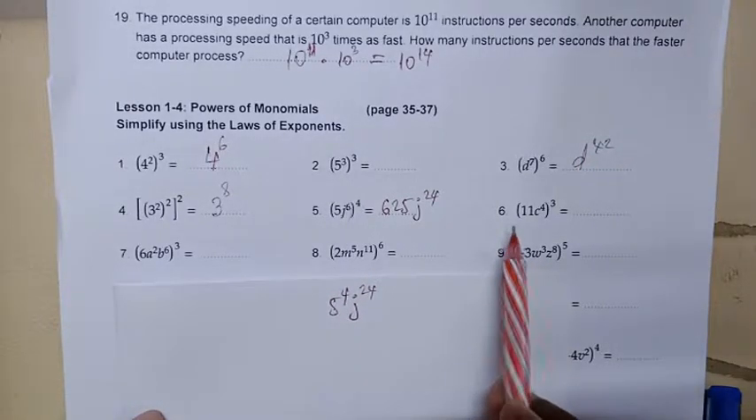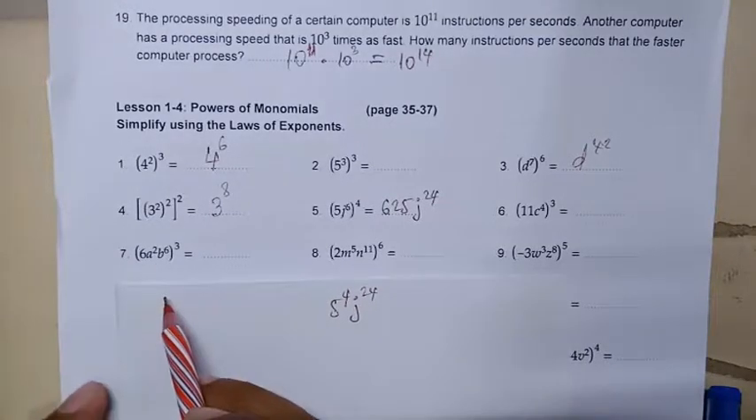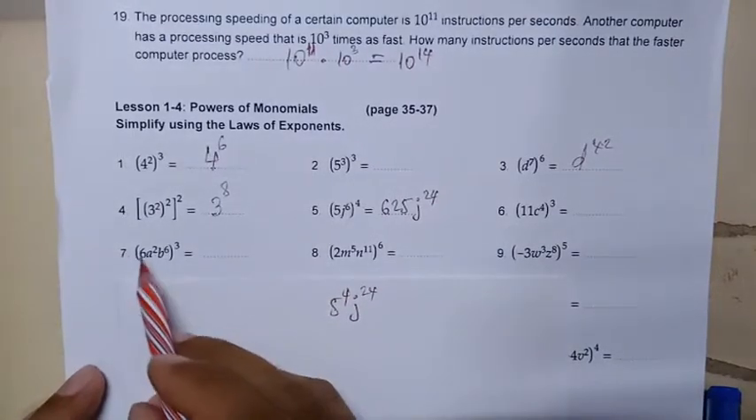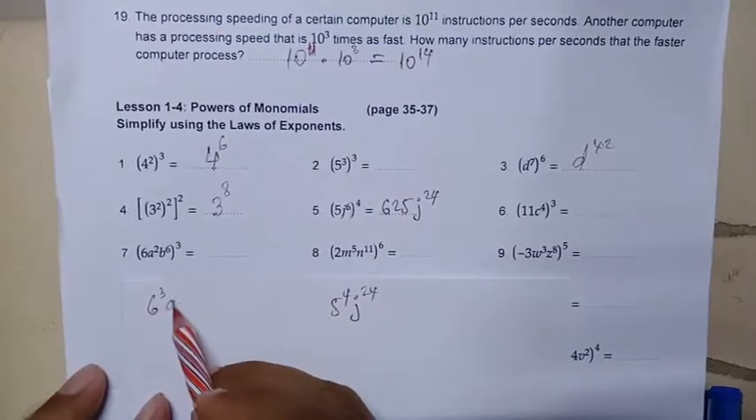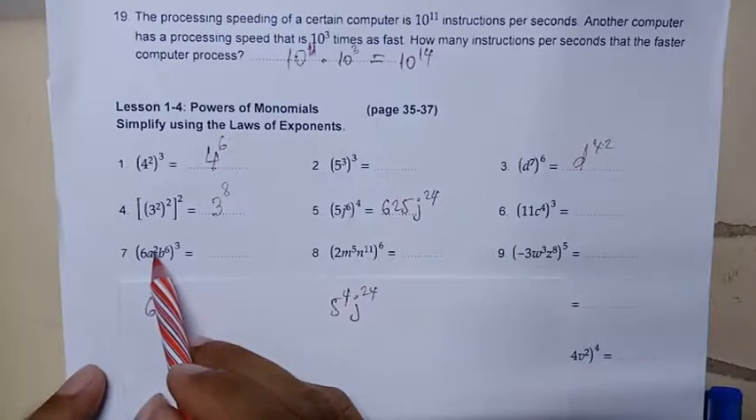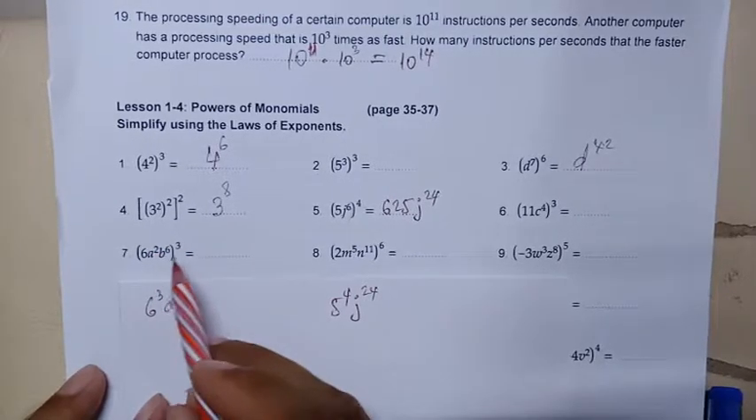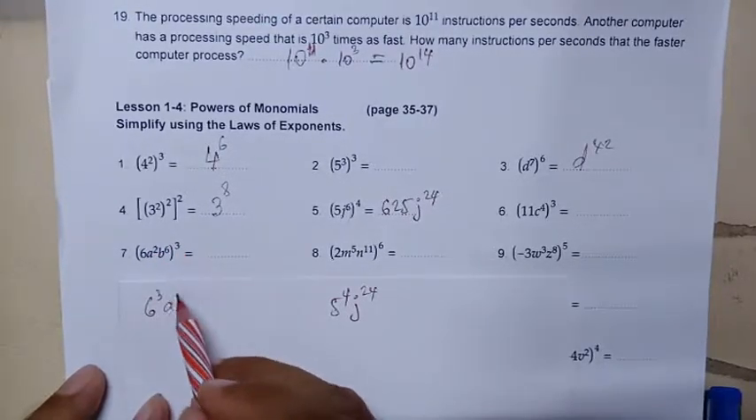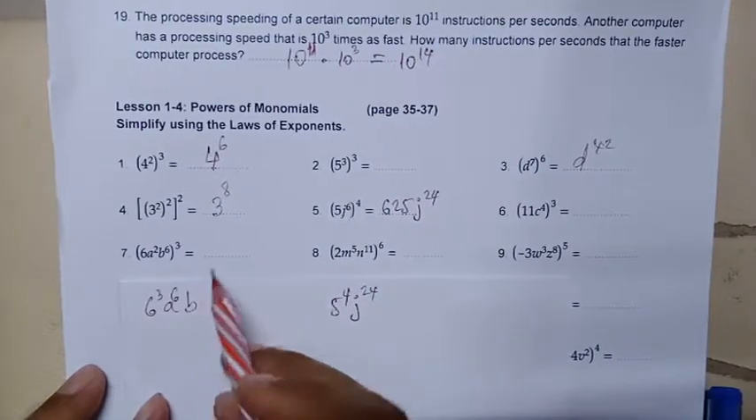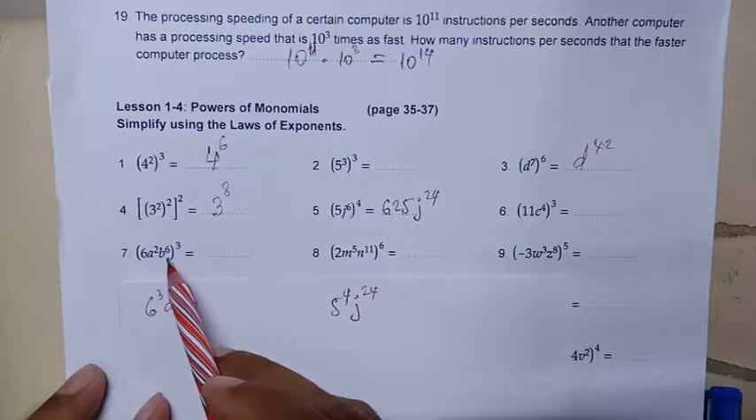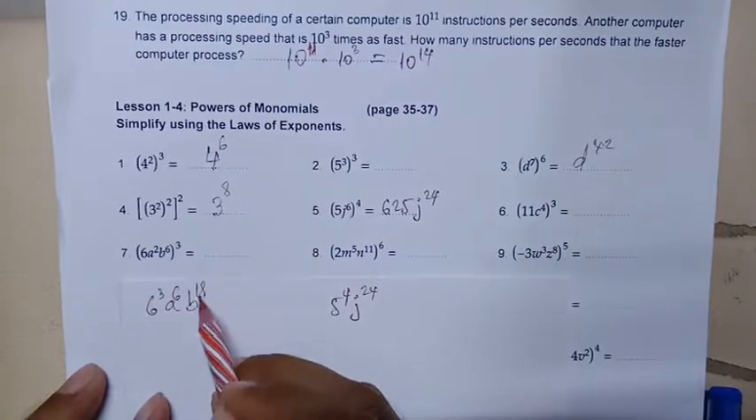Let's go to number 7. Now in number 7, the same principle. You have 6 raised to 3. You have exponents 2 and 3. So these two multiply together, you have 2 times 3 is 6. B, you have two exponents also, 6 and 3. So 6 times 3 is 18.